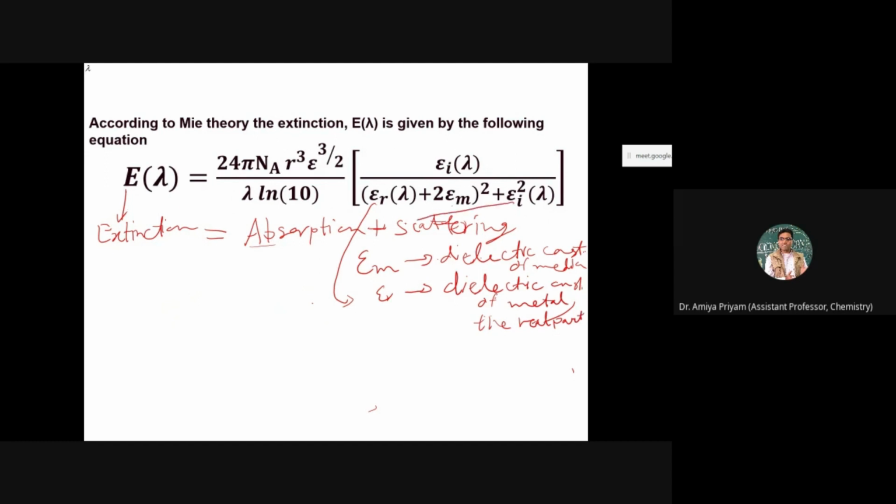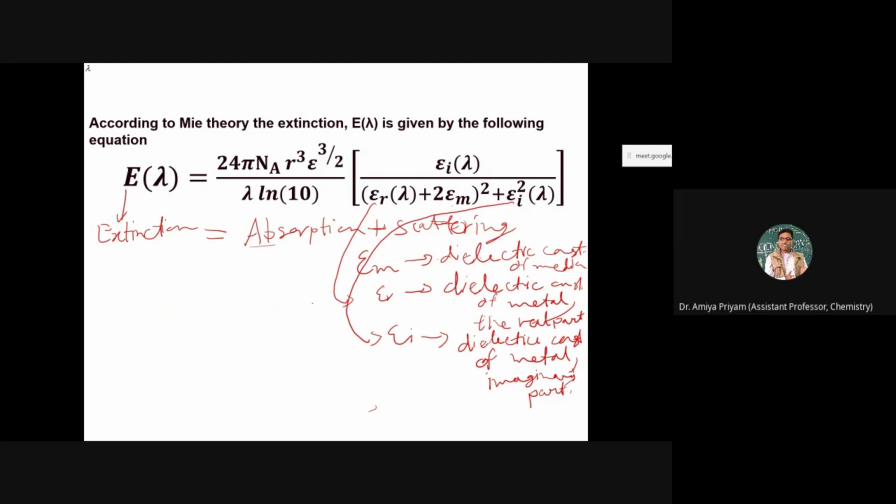And then you have another one which is epsilon I. This is the dielectric constant of the medium. This is the imaginary part. So it is a combination of these things that will define the surface plasmon resonance.